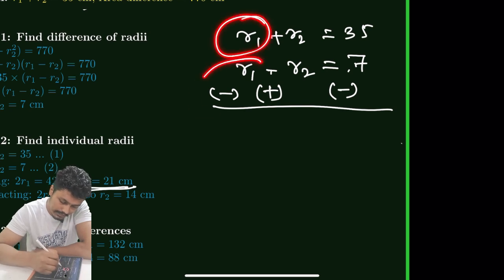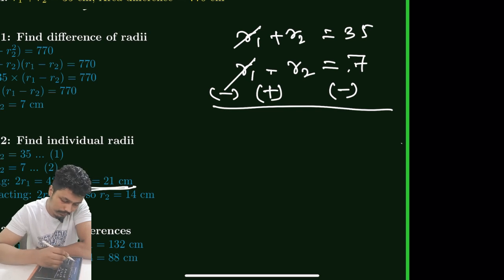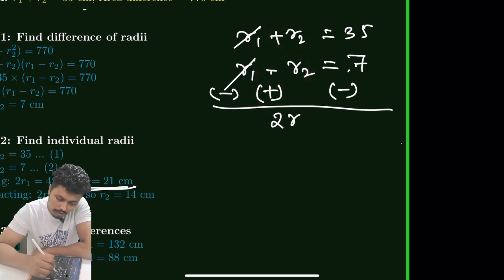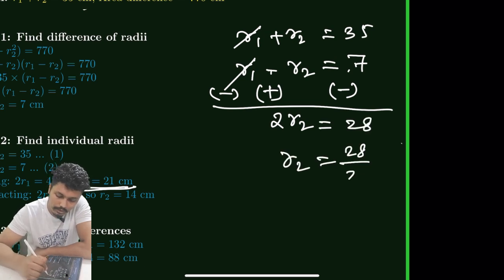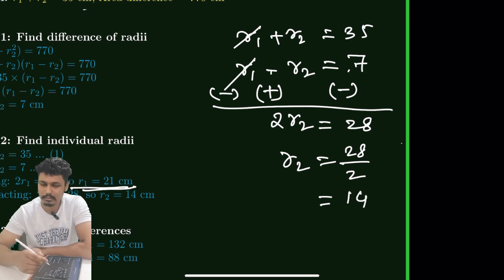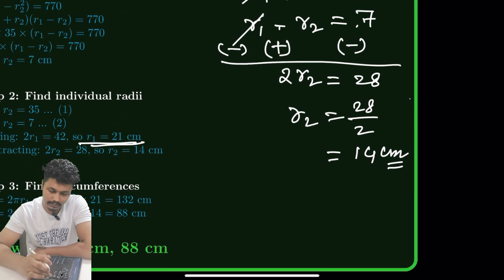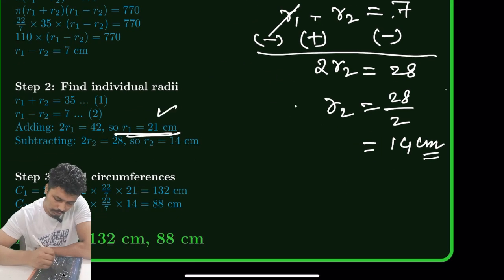So R1 minus R1 will cancel. And for R2, you have to take the new sign, forget the old one. So R2 plus R2 will be equal to 2R2, and 35 minus 7 is 28. So R2 will be equal to 28 divided by 2. I got 14 centimeter. So I got R1 to be 21 and R2 to be 14.